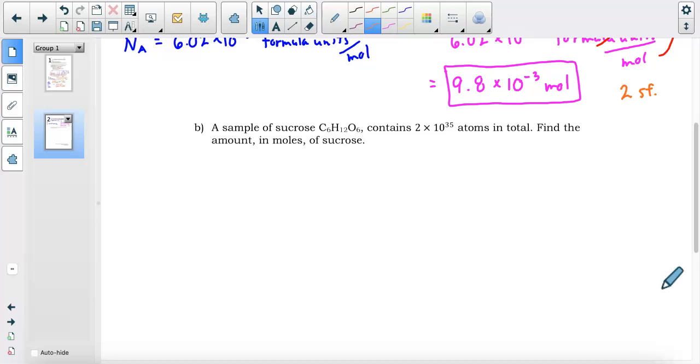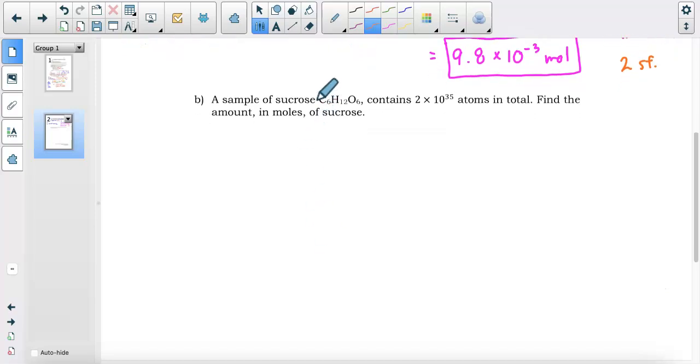Okay, so let's take a look at our last example here. So we have a sample of sucrose, C6H12O6, and it contains 2 times 10 to the 35 atoms in total. So we want to find the amount in moles of sucrose. Okay, so first thing we have, if it contains 2 times 10 to the 35 atoms, that is our N value.